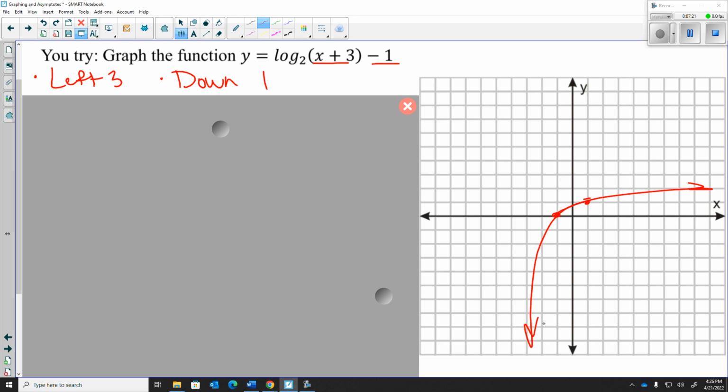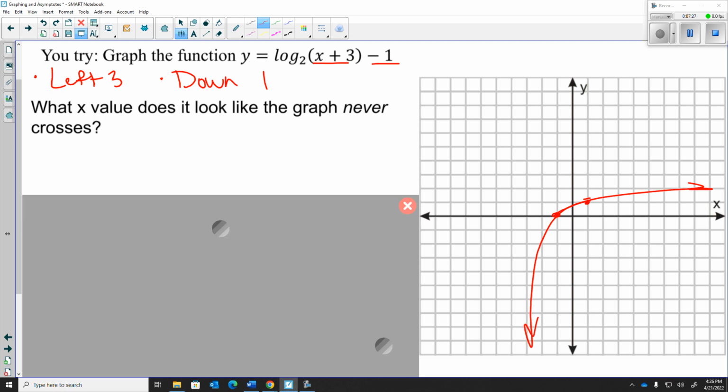So now I got to tell you something about the graph of a logarithmic function. Question is this: what x value does it look like the graph never crosses? By x values, I mean parts on the x-axis. Well, if you look at this, it looks as if this thing might never, ever cross at x equals -3. And you might be thinking, well, I think it is going to cross. It's going to take a little while. This thing is actually never going to cross -3, okay? It's going to get really, really close to -3, but it's never going to cross it, all right?